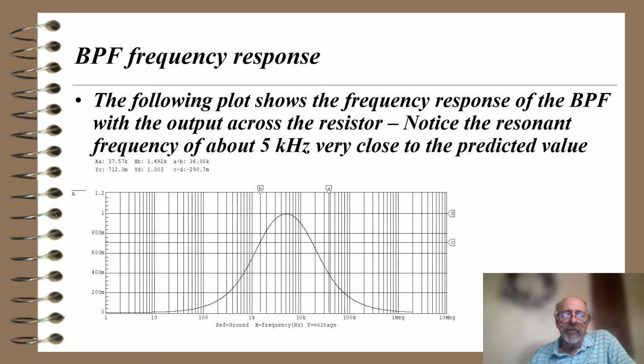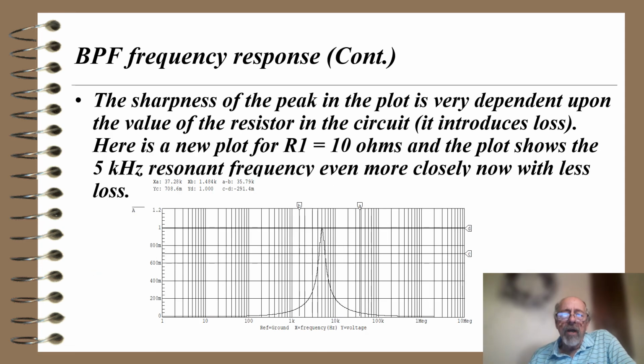So here's the bandpass filter response. The following plot shows the frequency response of the bandpass filter that we just saw with the output across the resistor. Notice the resonant frequency of about 5 kilohertz, very close to the predicted value. The sharpness of the peak in the plot is very dependent upon the value of the resistor in the circuit because it introduces loss. Here's a new plot for R1 equal to 10 ohms compared to what it was before, 100 ohms I believe. And the plot shows the 5 kilohertz resonant frequency even more closely, now with less loss.